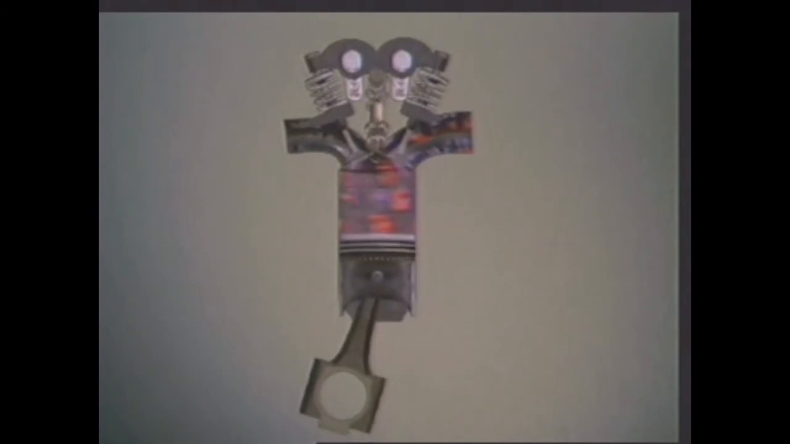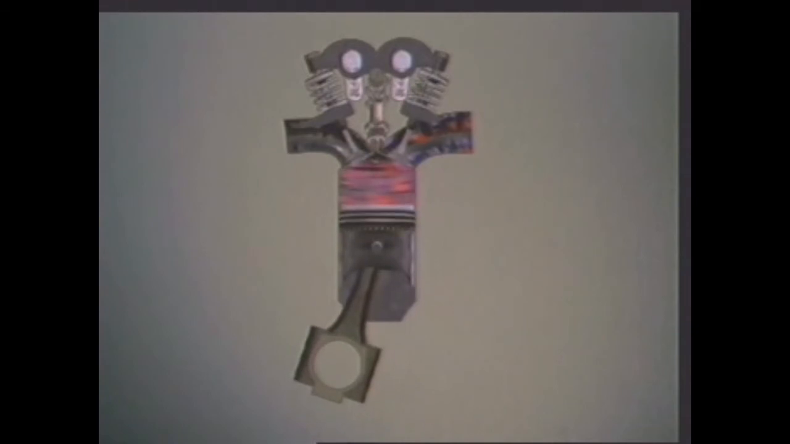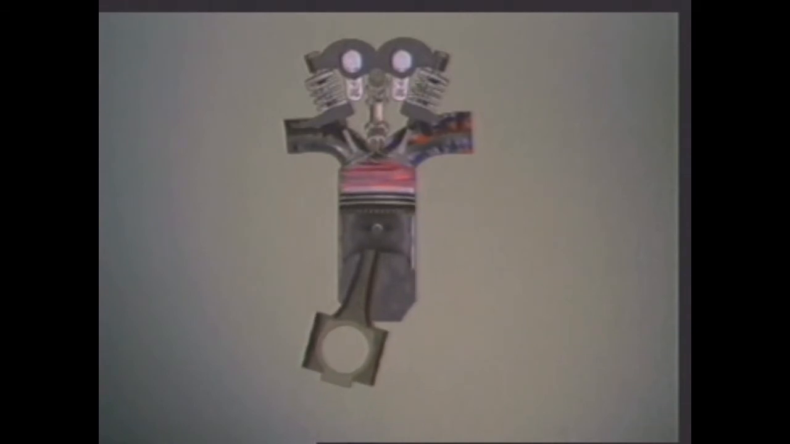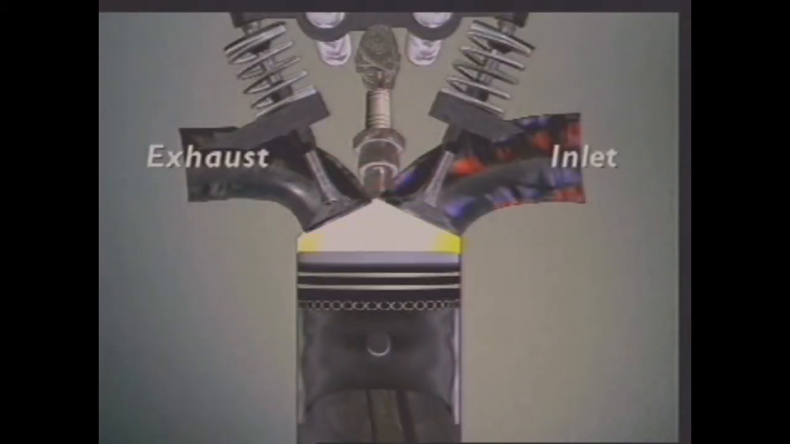Both valves stay closed as the piston leaves bottom dead centre. The piston moves up, squeezing the air-fuel mixture into a smaller and smaller volume, which compresses it. That makes its temperature rise and that makes combustion easier. Just before the piston reaches top dead centre, the next key event occurs: ignition.